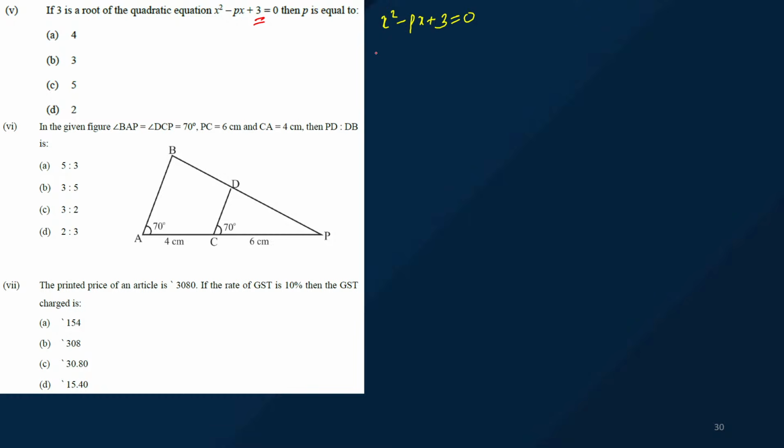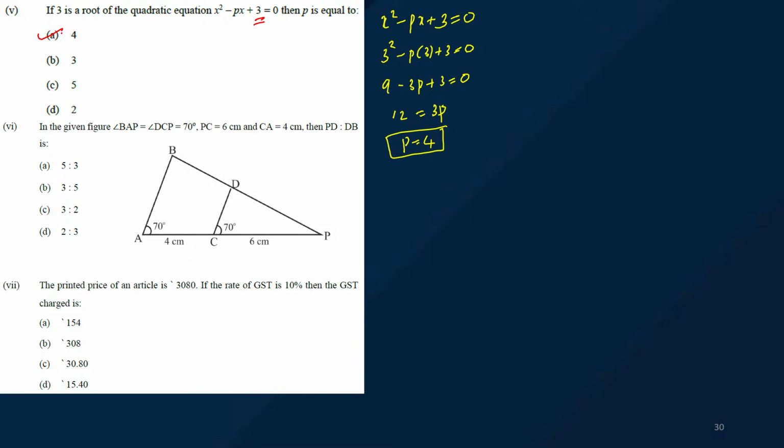Clear? So I can write this as 3 square minus p into 3 plus 3 is equal to 0. So 9 minus 3p plus 3 is equal to 0. So that becomes 12 is equal to 3p. So p is equal to 4. Are you getting it? So p is equal to 4 is the right option. Are you all getting it, children?